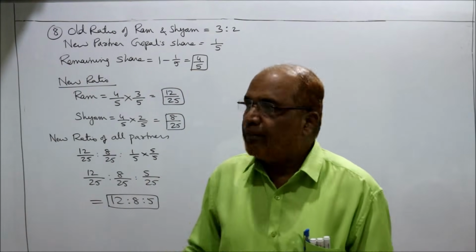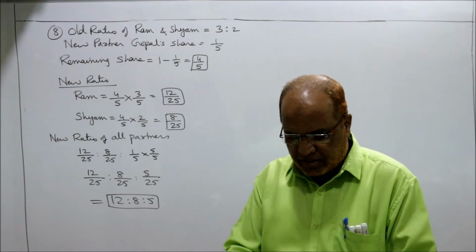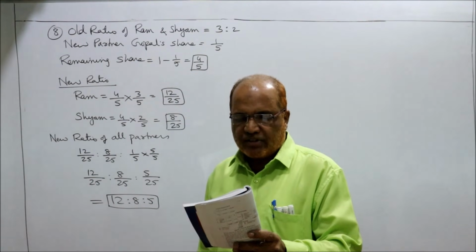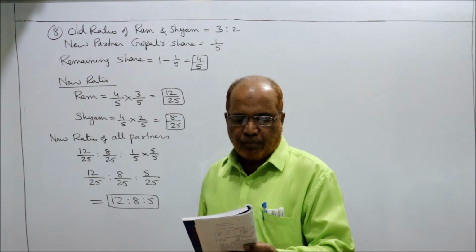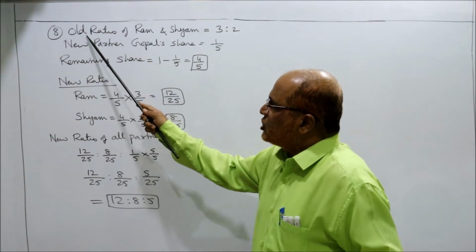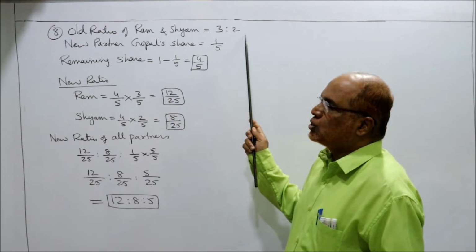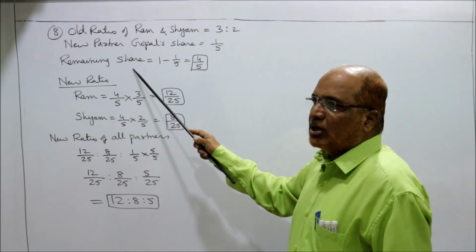So hello students, welcome back. We have discussed the 8th problem. Again we'll repeat. Ram and Shyam are partners sharing profits and losses in the ratio of 3:2. Gopal was admitted for a 1/5 share in the profits. Calculate the new profit sharing ratio. So here the old ratio of Ram and Shyam is 3:2. The new partner Gopal's share is 1/5.